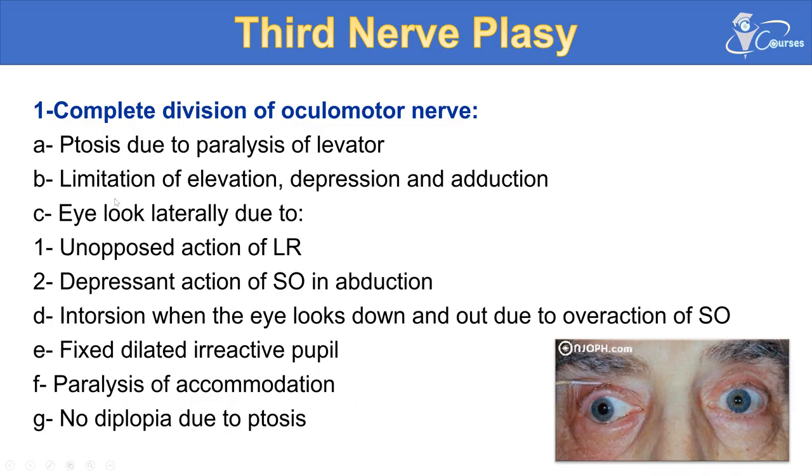As we just mentioned, there will be limitation of elevation, depression, and adduction. And as you can see, the eye looks out, the eye looks laterally. Why? The lateral rectus is intact, bringing the eye outside, and there is the depressor action of the superior oblique in abduction. So these intact muscles, the lateral rectus and superior oblique, will draw the eye down and out.